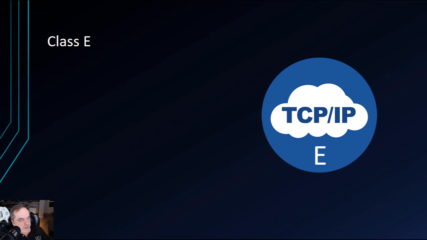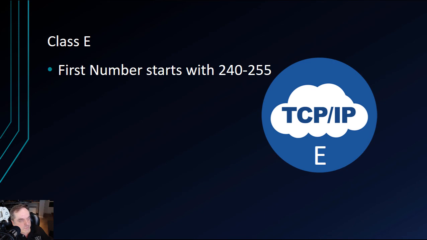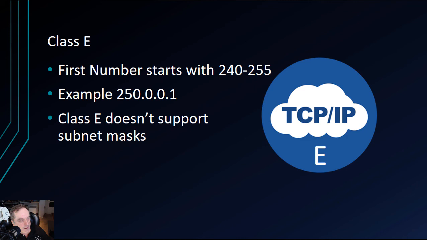Class E, you're never going to actually use a Class E because it's used for scientific purposes only. The first number is going to start with 240 through 255. An example is going to be 250.0.0.1. That definitely falls within that range. Class E also does not support subnet masks, very similar to Class D in that particular case. And it's used only for research. We don't know who's doing the research, when it happens, or where it happens. It's just reserved and we can't use it.